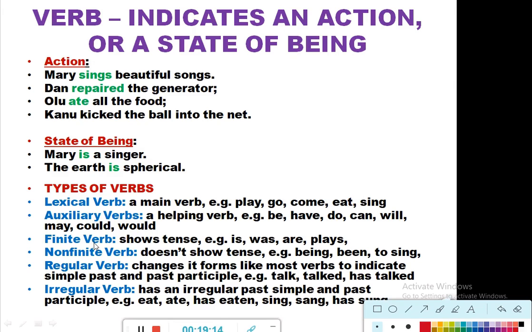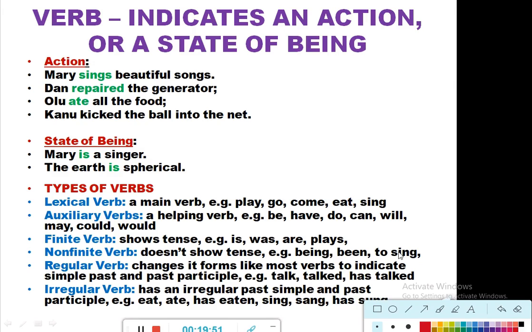Then we have finite verb. A finite verb shows tense, such as is, was, are, plays. So it shows the tense. Tense is the form of a verb that indicates the time of action or state of being. Then a non-finite verb is the opposite of the finite verb. The non-finite verb doesn't show any tense. For instance, being, to sing.